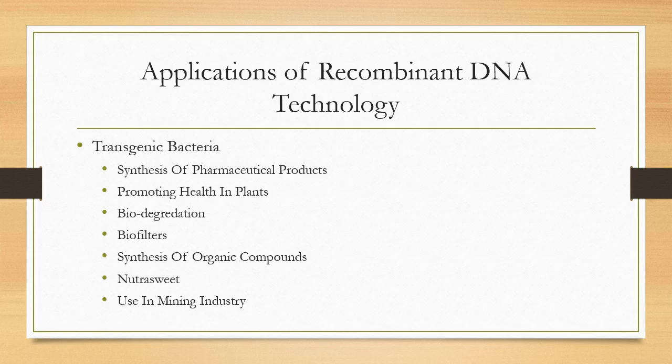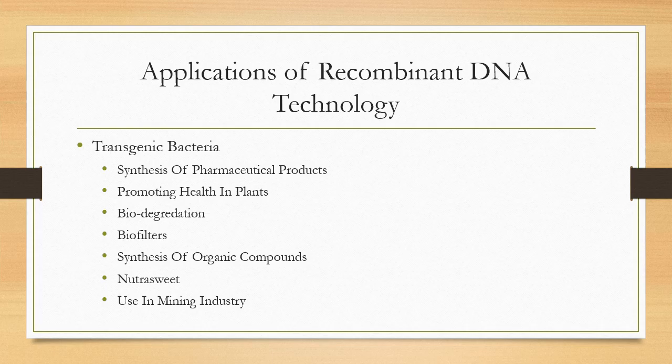What are transgenic bacteria? The bacteria with foreign DNA are called transgenic bacteria. Recombinant DNA technology is used to produce transgenic bacteria, and these bacteria have different uses in our society. The first use of these transgenic bacteria is the synthesis of pharmaceutical products, because a foreign gene is replicated and expressed in these bacteria. Thus, a large amount of protein product is obtained.